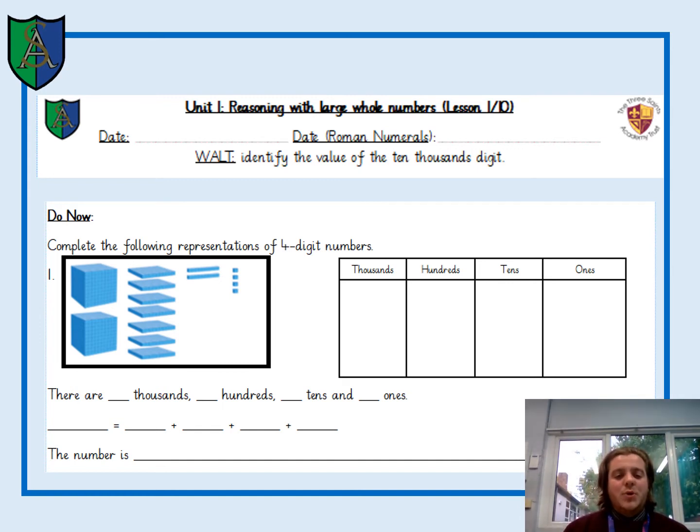So your answer would be 2,724. And then at the bottom it says the number is, and I want you to write that as you would say it. So you're not going to write the digits 2724, you're going to write it in words. Have a go at that do now please.